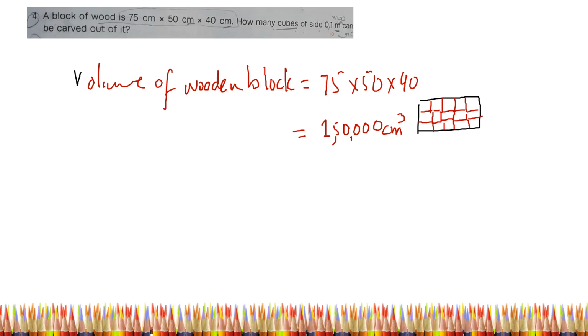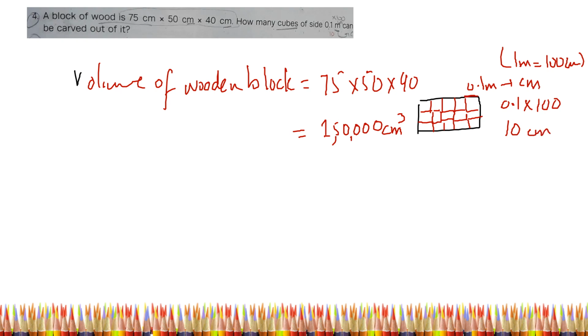Now it's telling that one side of the cube should be 0.1 meter. Now see, the unit we used for the wooden block was centimeter, so we will convert this 0.1 meter to centimeter. It will be 0.1 multiplied by 100, because 1 meter has 100 centimeter, and when you multiply it, you will get 10 centimeter, right?